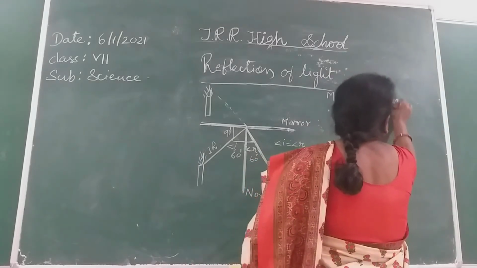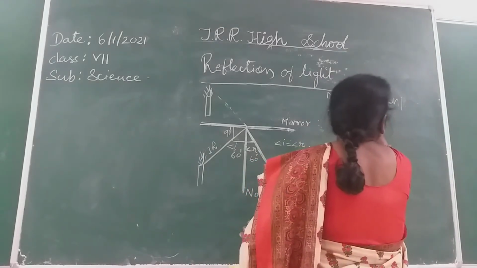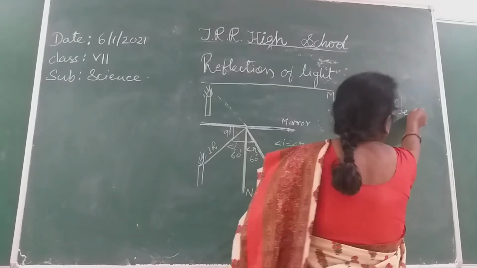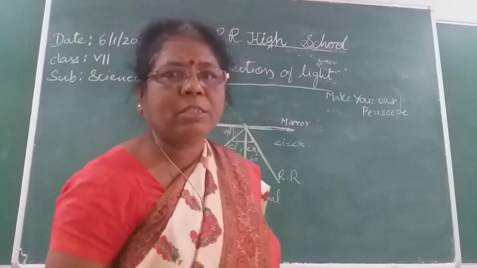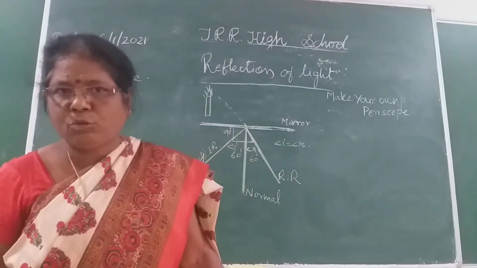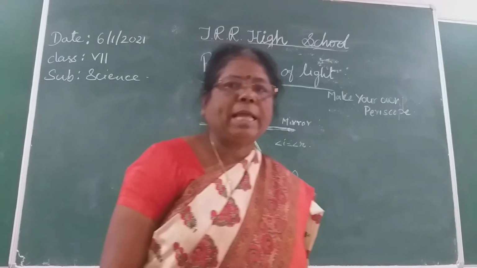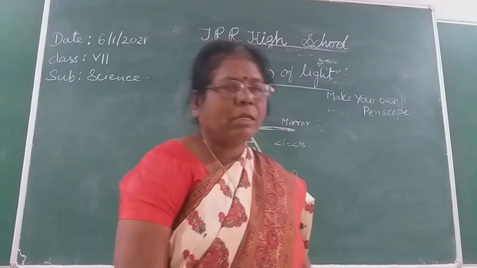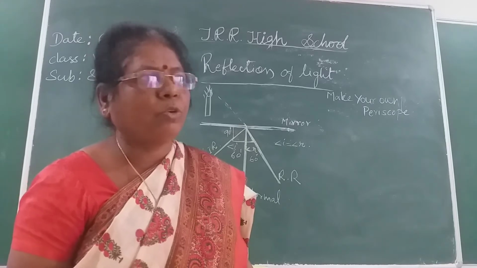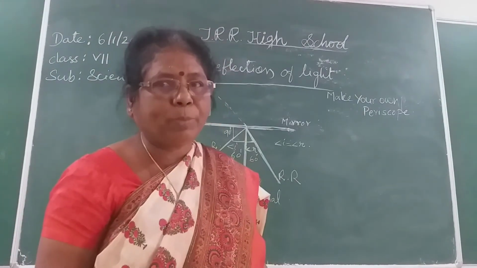Periscope. What is a periscope? It is an instrument used by army people to see the movement of the enemies. And even in submarines the periscope is useful. Now here, how to make your own periscope.